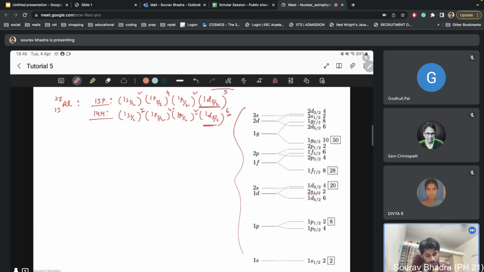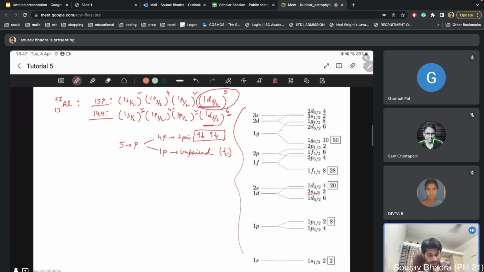But here if you consider this particular state 1d 5/2 to the power 5, there are 5 protons. In those 5 protons, 4 protons will make 2 pairs, with plus spin, with minus spin, with plus spin, with minus spin. So 4 protons are making 2 pairs, and there is one single proton which is unpaired. So this is unpaired and it has only one spin. Suppose it has only spin half.